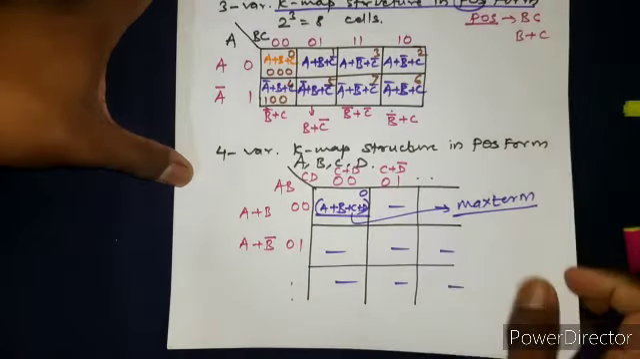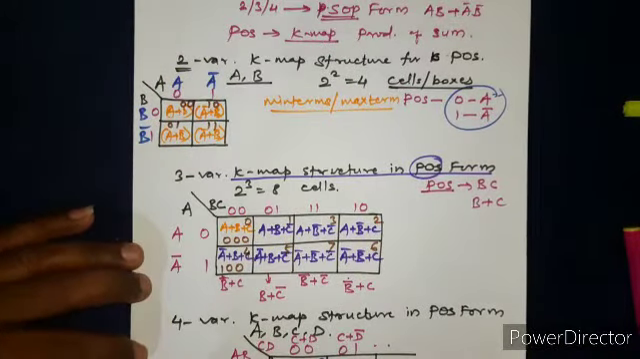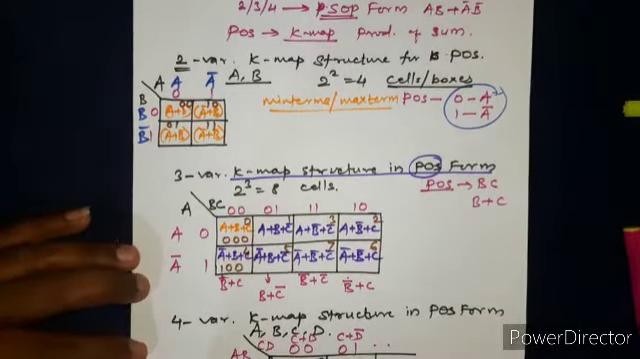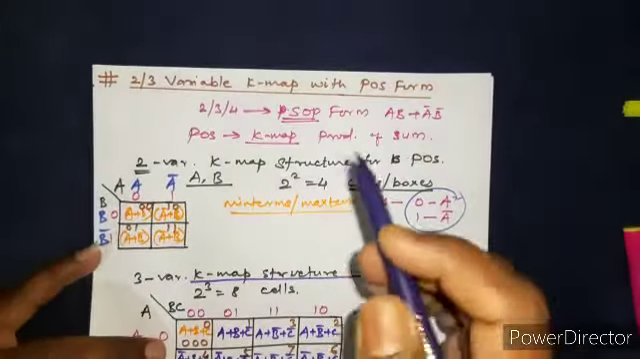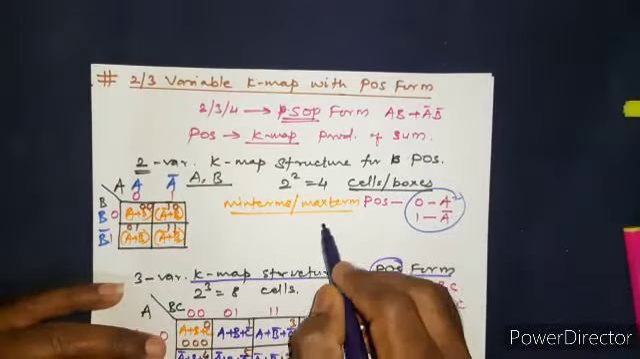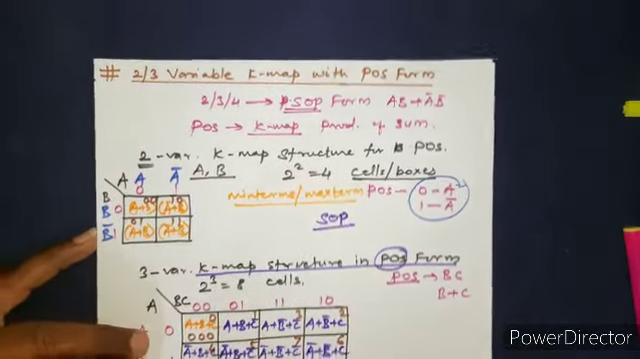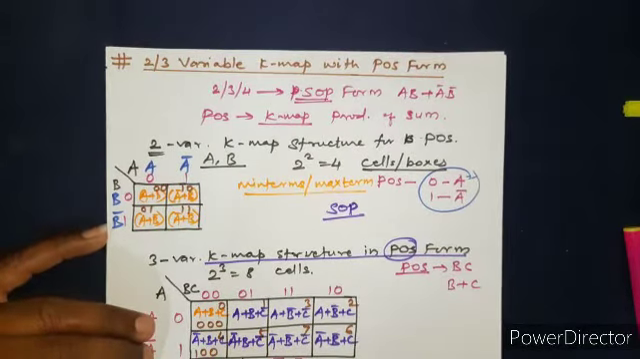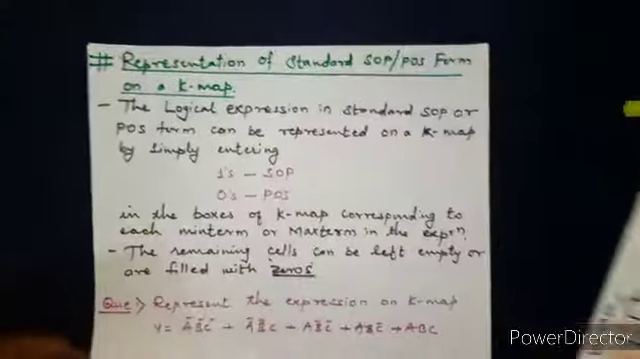Okay, so this is how you can represent the K-map in SOP and POS form. Unless specified otherwise, we will simply go for SOP form. By default, we will have this SOP form, but we are just going through the concepts here, right?